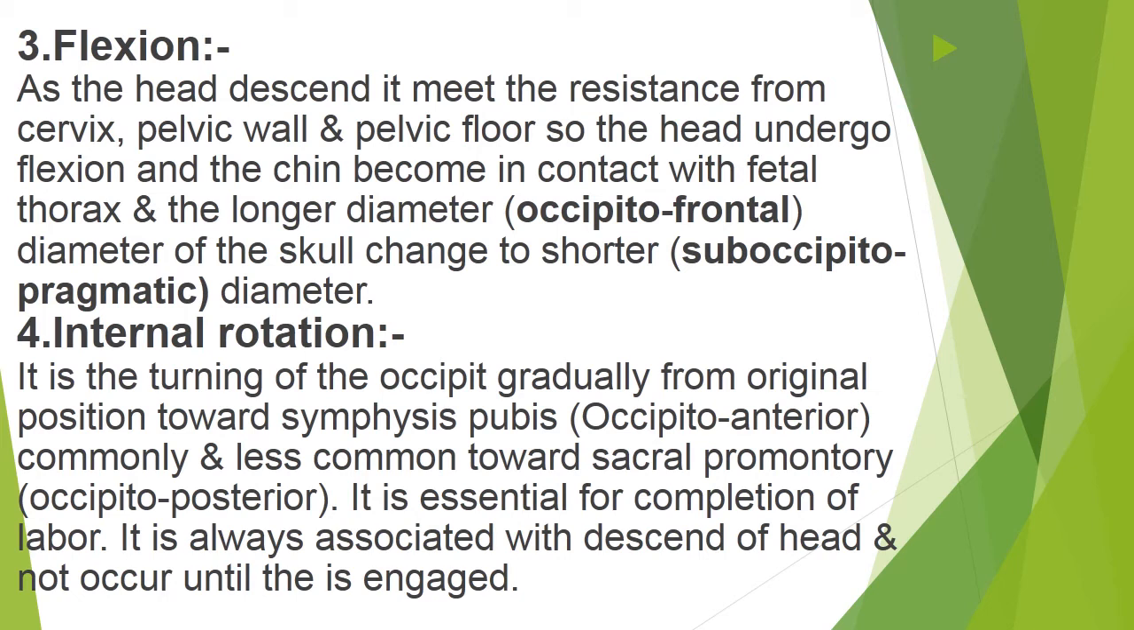The fourth movement is internal rotation. It is the turning of the occiput gradually from the original position, which is occipito-transverse, toward the symphysis pubis, so-called occipito-anterior. This occurs commonly, but less commonly it may be turned toward the sacral promontory, so it will be called occipito-posterior, which is a type of malposition. Internal rotation is essential for completion of the labor. It is always associated with descent of the head and does not occur until the head is engaged.